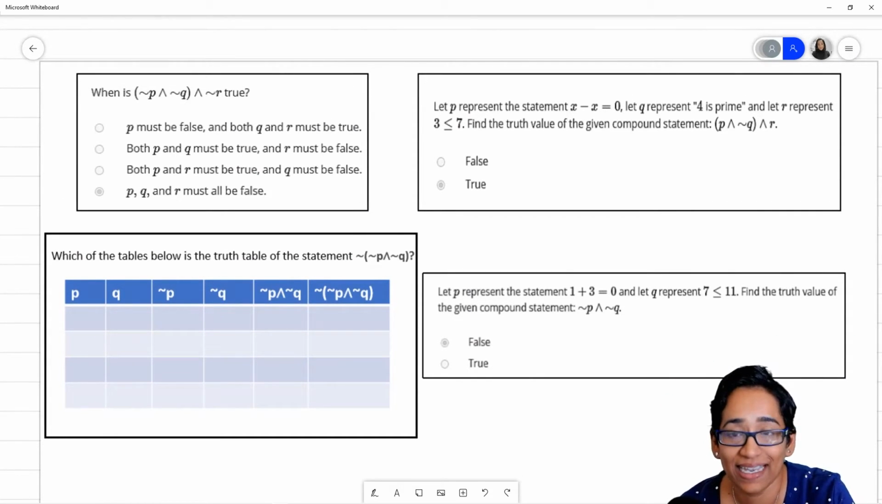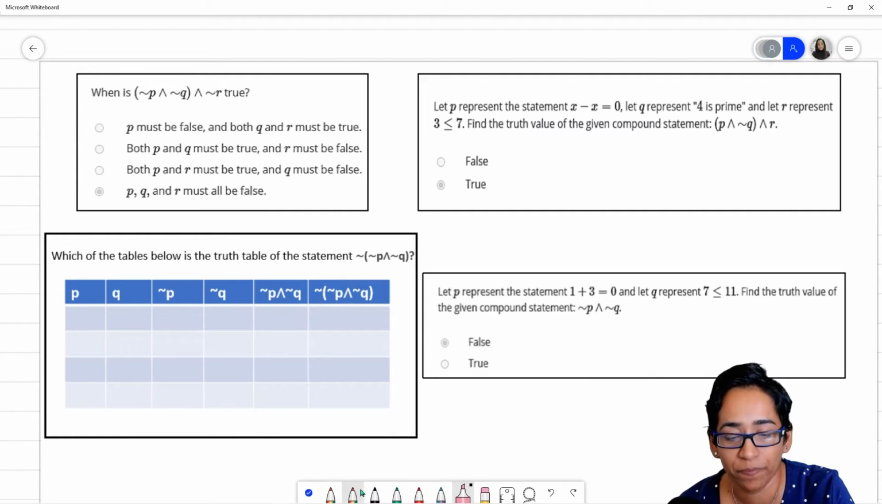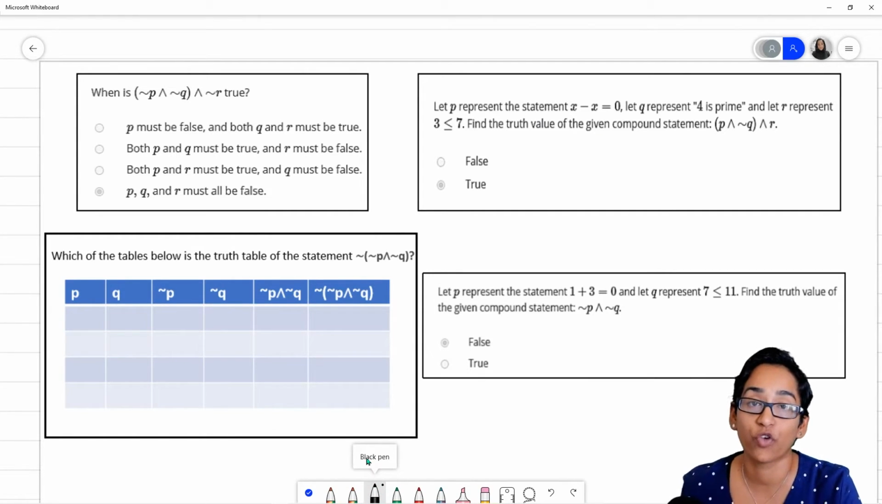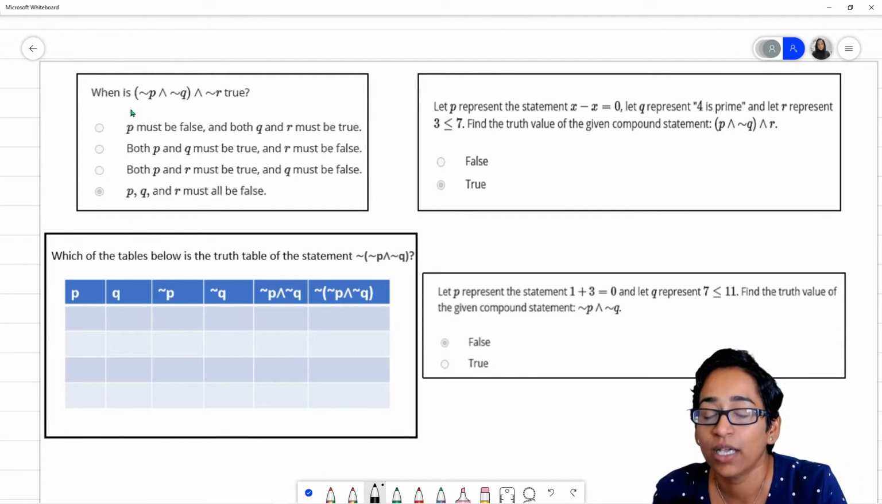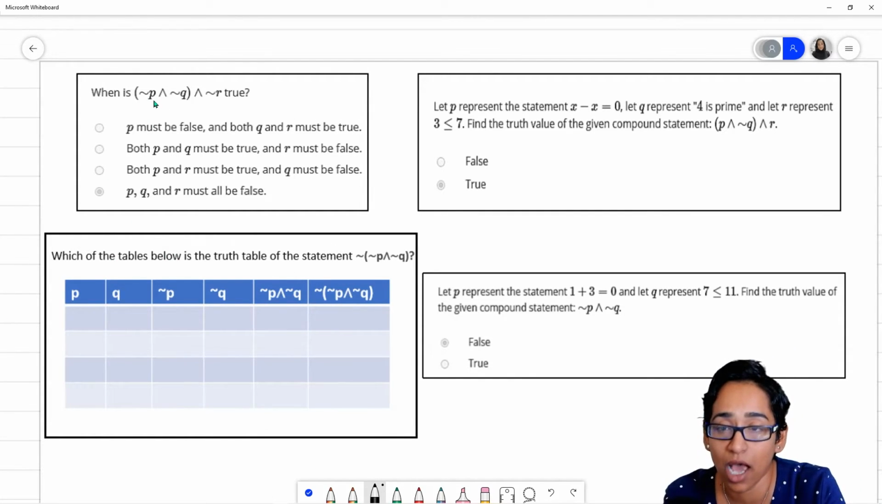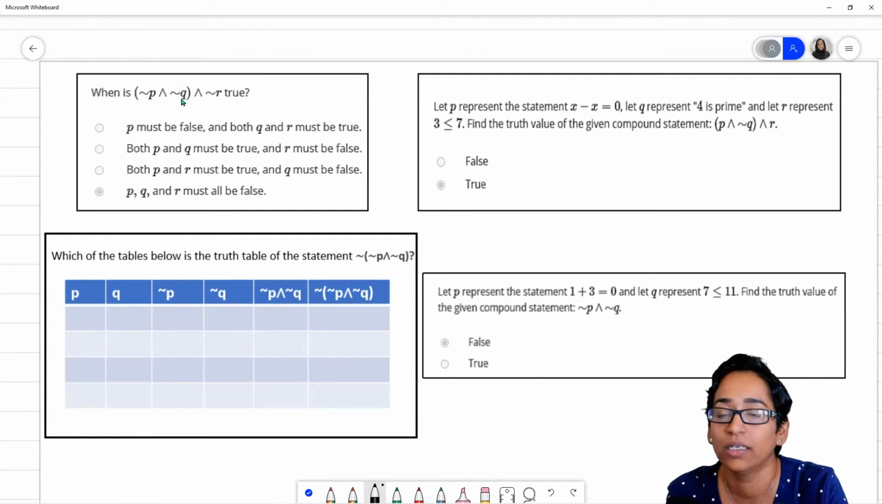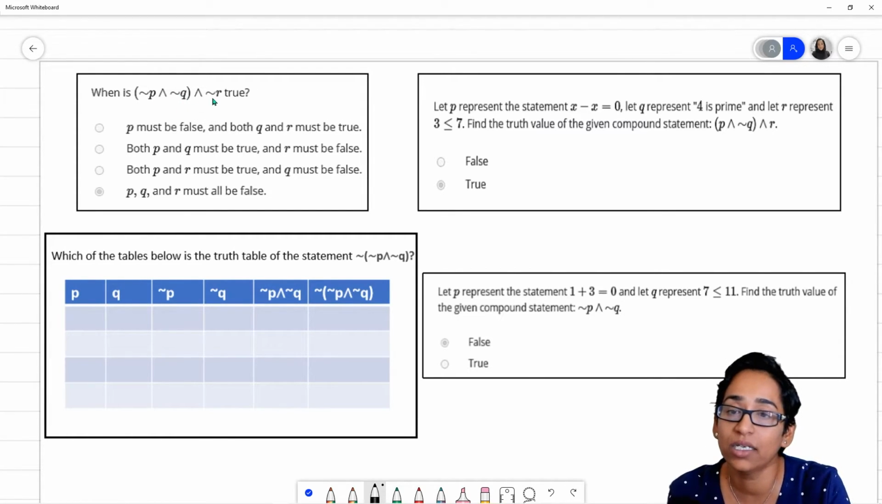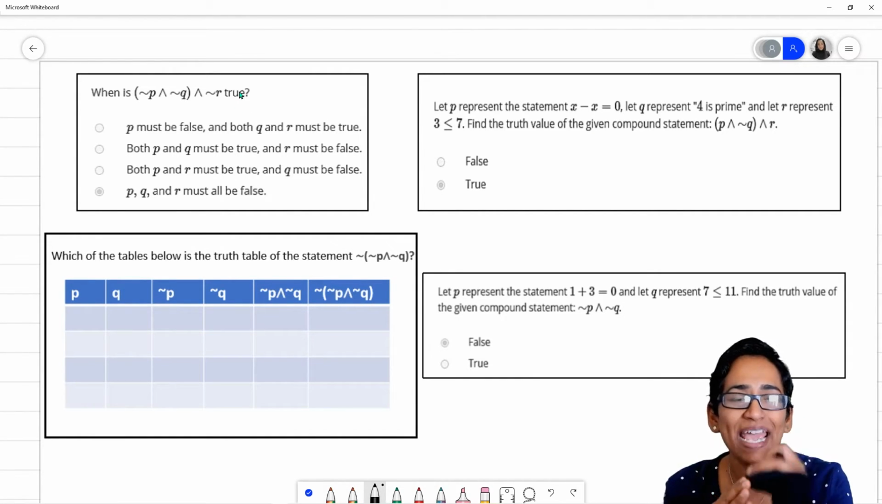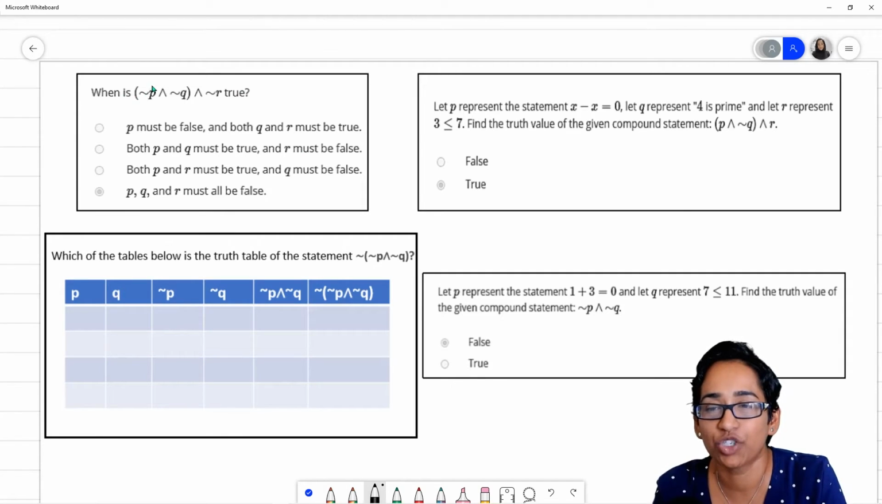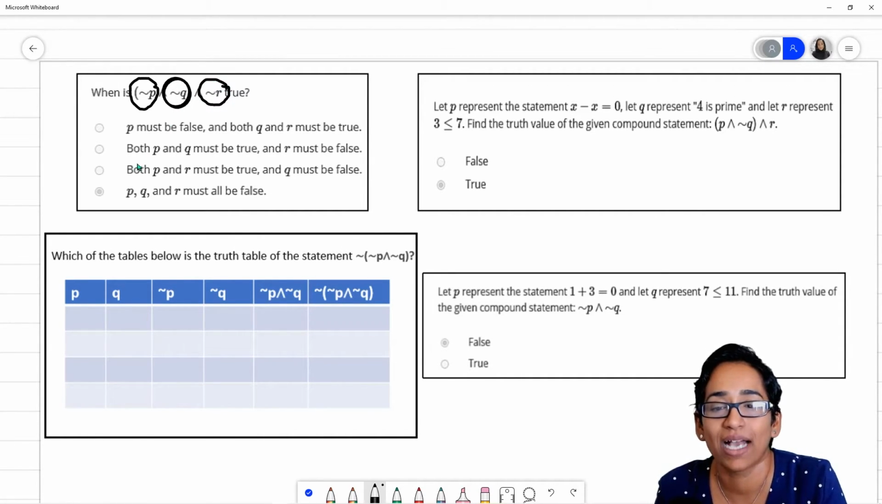Now let's take a look at the next problem here. So I randomly picked some problems from your homework and I'm covering almost every kind of problem. When is not P and not Q and not R true? It's and. When is and true? When everything is true. So let's cheat here. So not P has to be true, not Q has to be true, and not R has to be true.